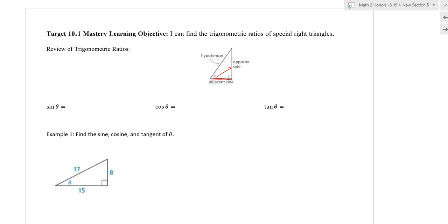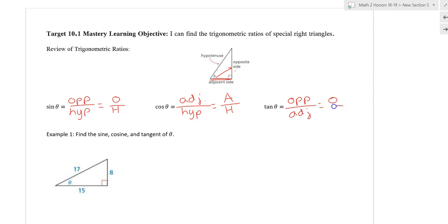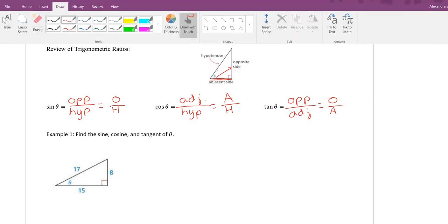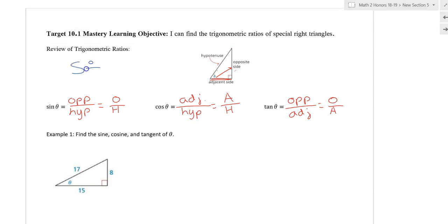And then remembering the definitions of these things, sine is opposite over hypotenuse, which also just simplifies to O over H, right? Cosine is adjacent over hypotenuse, or we say A over H. And tangent is opposite over adjacent, which is O over A. Remember, our best way to remember these is SOHCAHTOA.